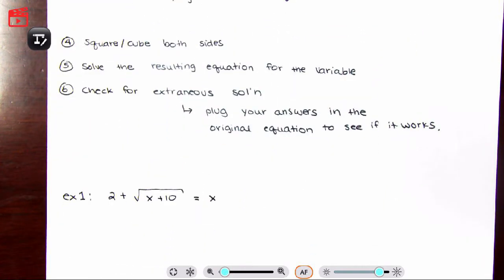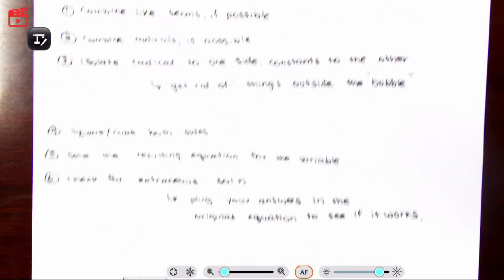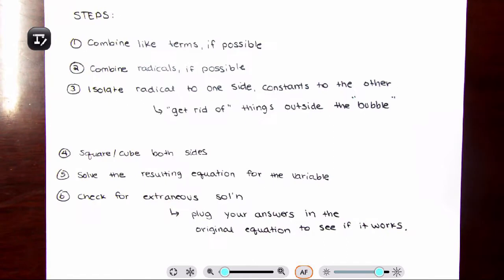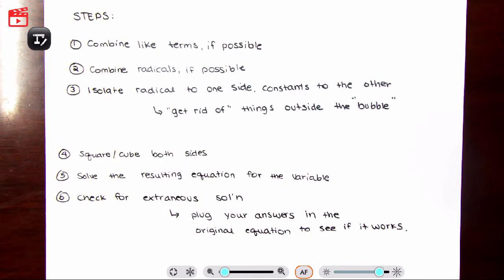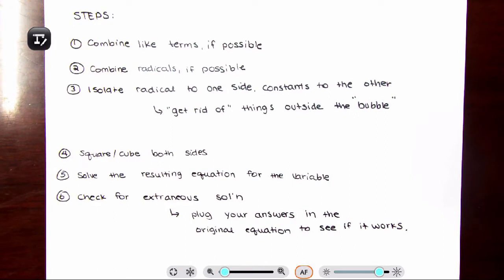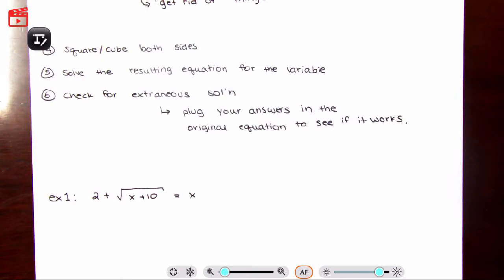All right, let's go ahead and jump into example number 1. Let me actually zoom out just a little bit. Go ahead and pause this video, write down these steps if you wish, and make sure you have them if you are in my class, as I will be referring to them always. All right, example number 1.